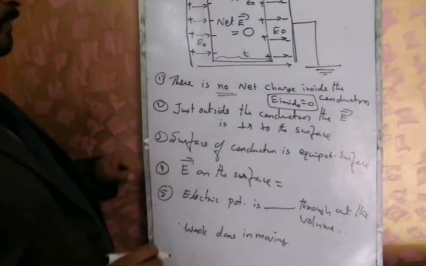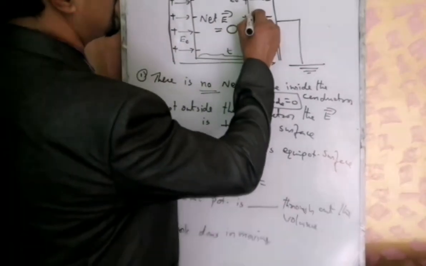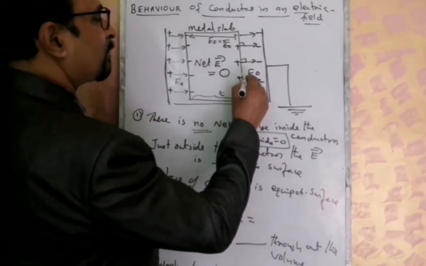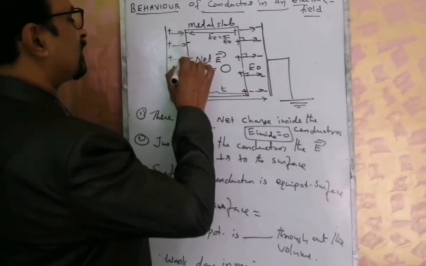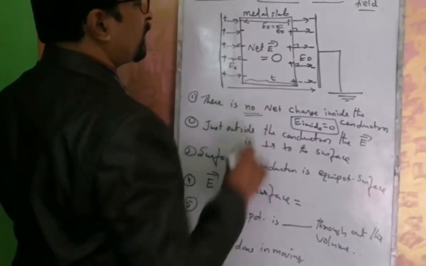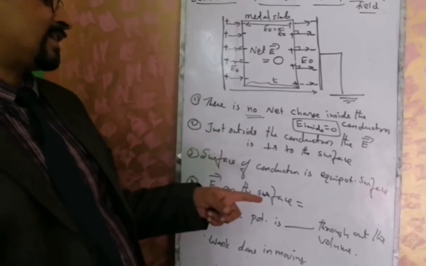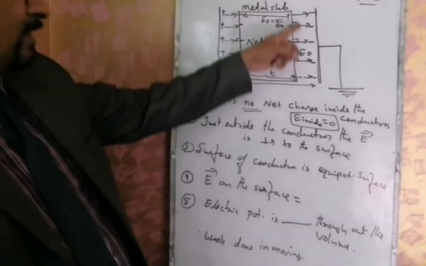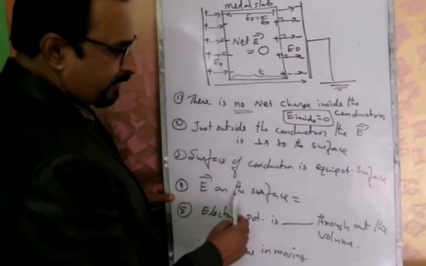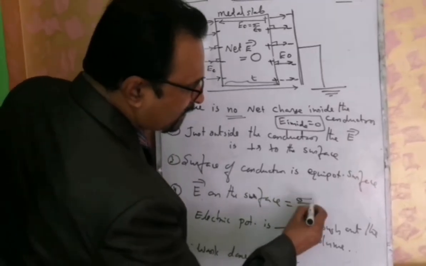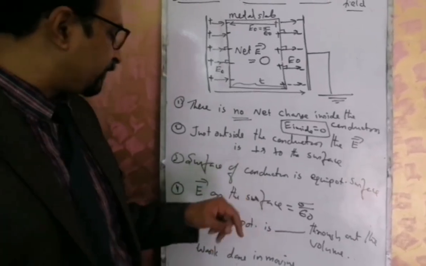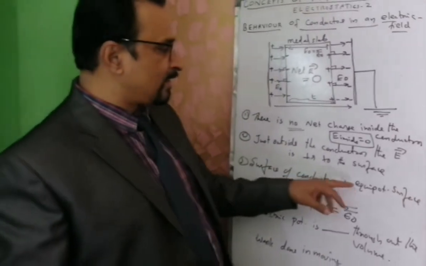And the second point, just outside the conductor, you know the electric field lines are normal to the surface of the conductor. So electric field line and electric field, they are perpendicular to the surface of the conductor just outside. Then electric field, you know, that is E naught. And what is the value of that E naught? That is sigma by epsilon naught. So electric field on the surface of the conductor is a constant and that value is sigma by epsilon naught.